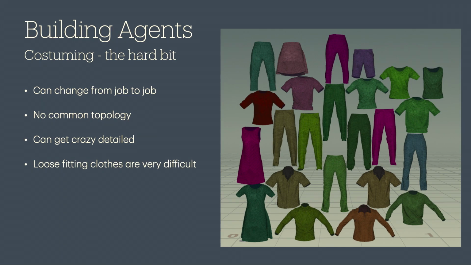Also, you don't get any efficiencies out of common topology. The model for a collared shirt is very different to that of a t-shirt, so you can't texture your way out of trouble like you can on a face. Clothing also gets hyper-detailed: buttons, zippers, belt buckles, shoelaces. And of course, loose-fitting clothes are just about impossible with simple joint skinning. This usually requires some sort of SIM pipeline, but there is lots of interesting research going on in this space.